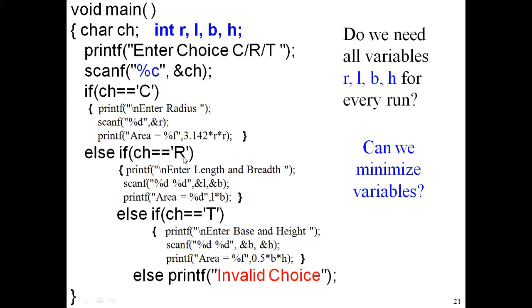Similarly, if the choice is R, they require length and breadth. You don't require radius or base and height. Similarly, if choice is T, you require base and height. You don't require other variables. So you require either R or LB or BH. Correct? So we can minimize the variables.